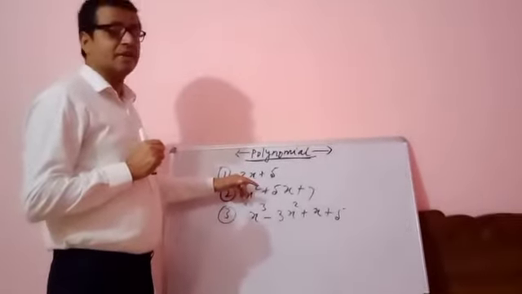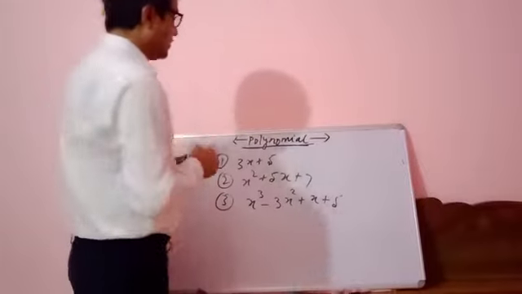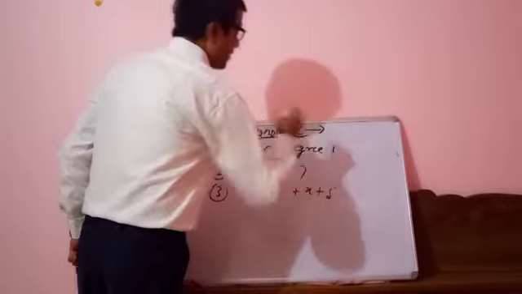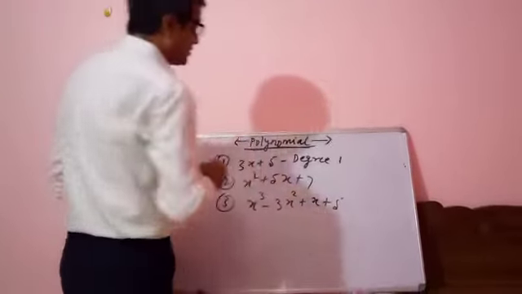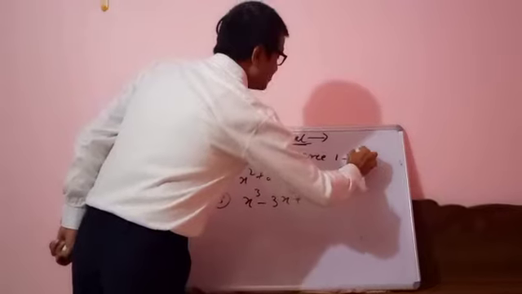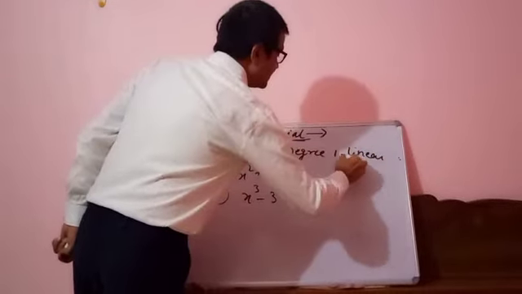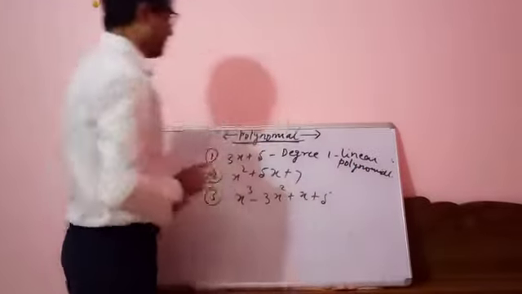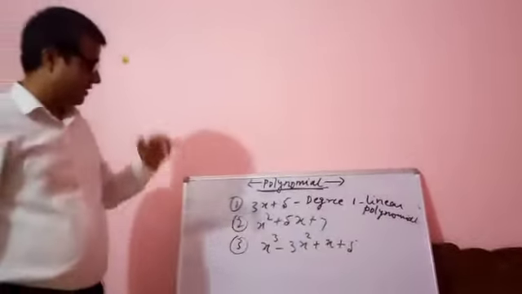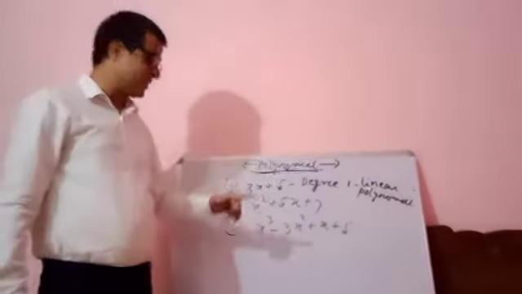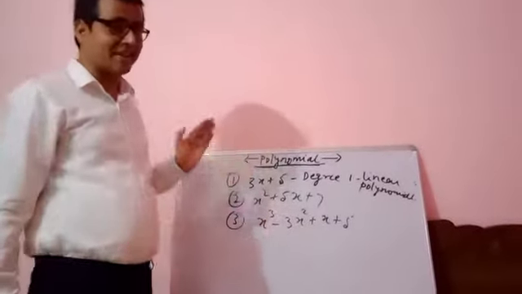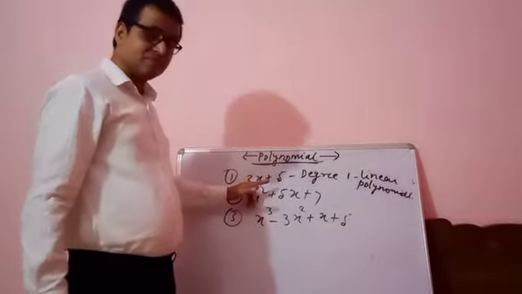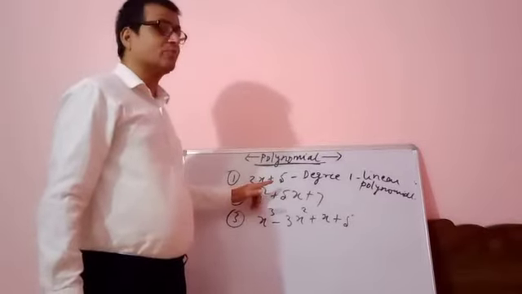Degree for what? Degree for the variable. So degree 1. In this case, this is saying degree 1, and this is called a linear polynomial. Dear children, please be specific. Degree is associated with the variable. We don't have to look at the real number given in this expression. x has degree 1. This is called a linear polynomial.